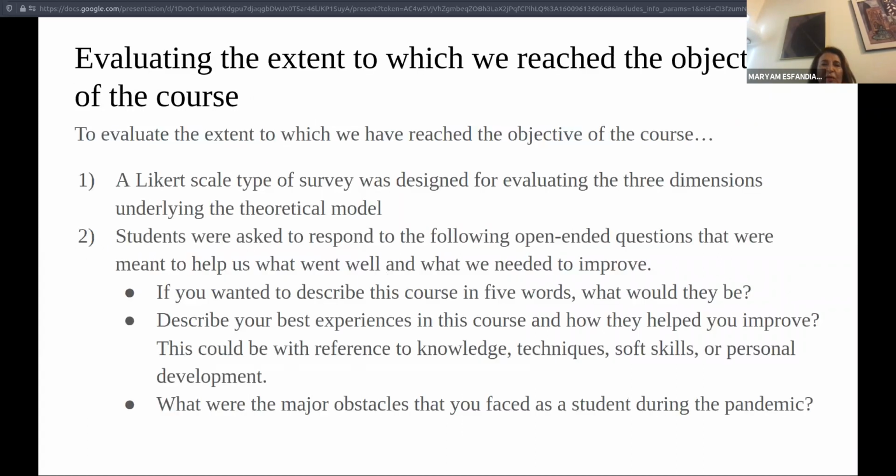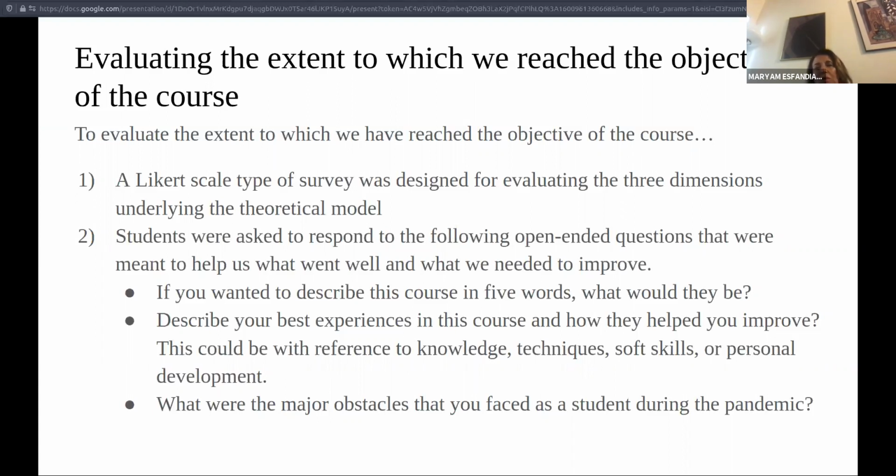How did we evaluate the course? That's what I wanted to talk about. So the theoretical underpinning of the model, there is a lot of theory behind that. So I created a Likert scale type of survey to see how students felt about the different parts.